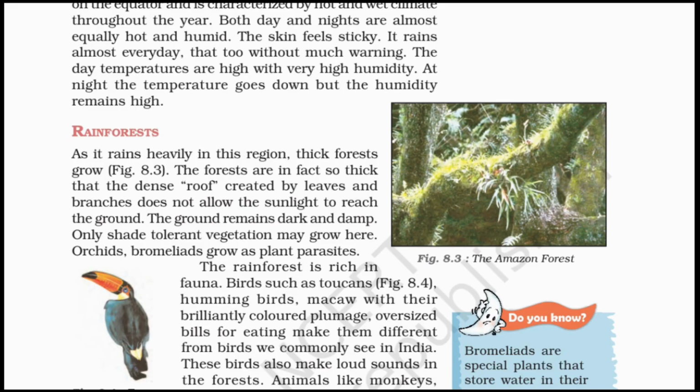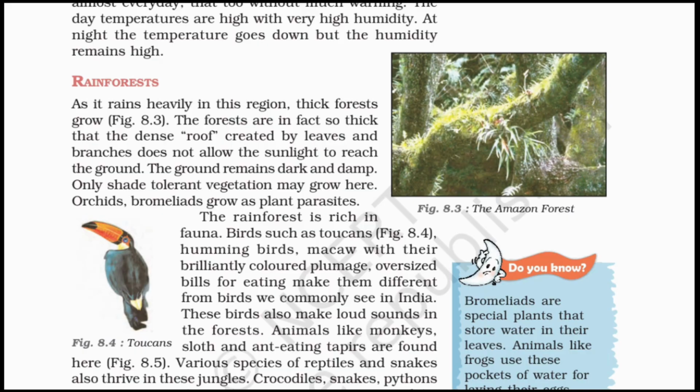Only shade-tolerant vegetation may grow here. Orchids and bromeliads grow as plant parasites. Okay, so you have to learn these both. Orchids and bromeliads grow as plant parasites in rainforests of the Amazon basin.